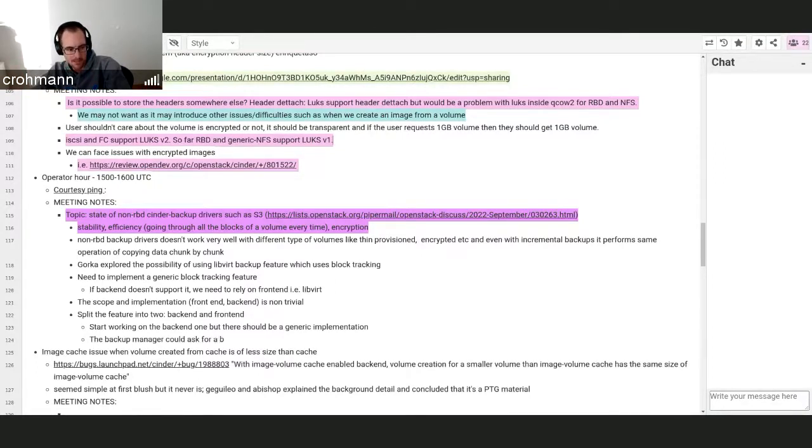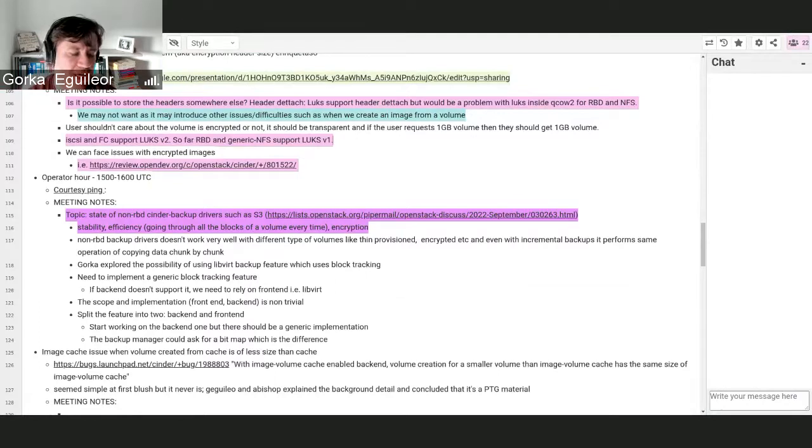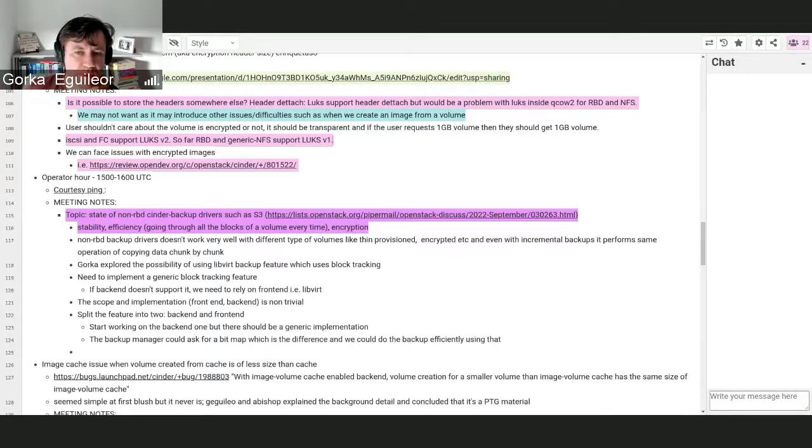Yeah. Which is basically what the libvirt feature does. The backup feature that they describe is basically that. It creates a map of which blocks have been changed, so you can read it and then use it to only back up those. Yes. So I think we are in agreement that this could be great. I don't know if we have somebody that is willing to do the implementation at this point.